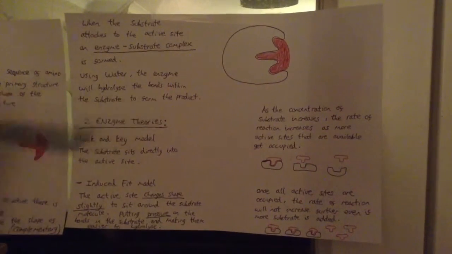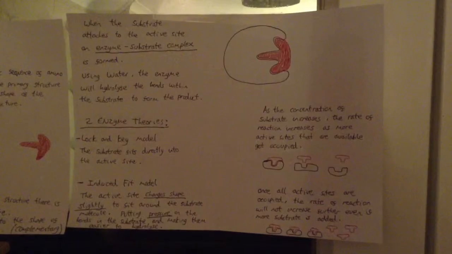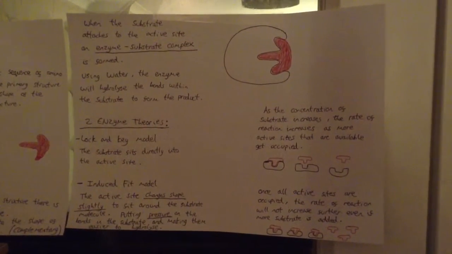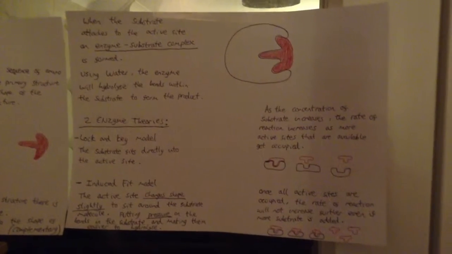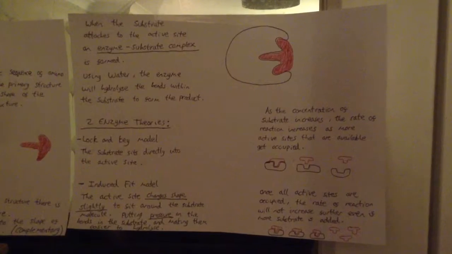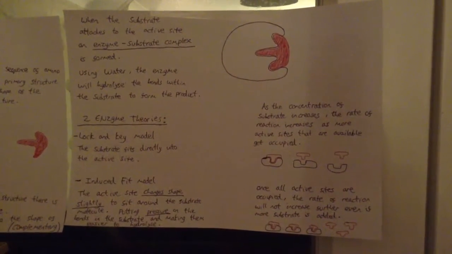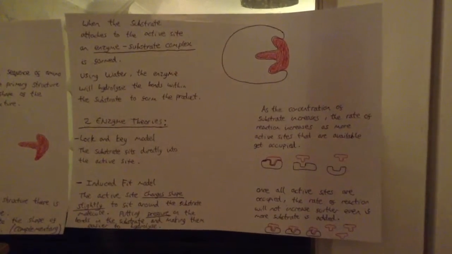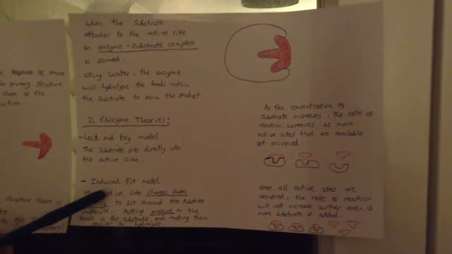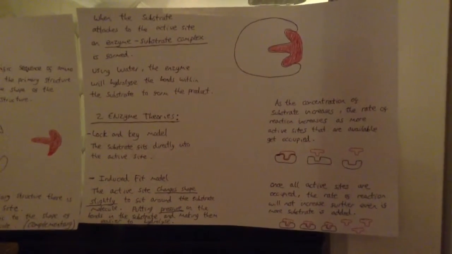There are 2 theories of how the enzyme's active site works. The first theory is the old theory, and this is the lock and key model. This shows how the enzyme and the substrate are fixed shapes, and they will fit together like a key fits in a lock. Very simple. Then the second theory is the newer one, called the induced fit model.